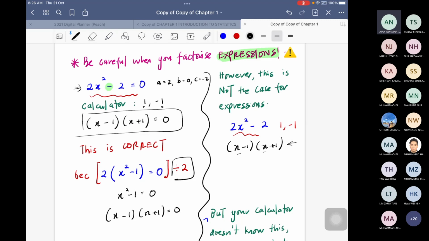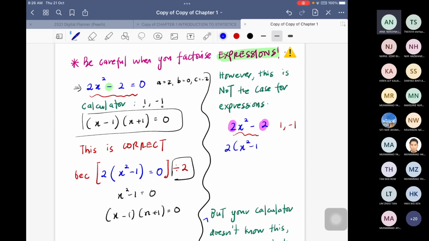Okay, sebab tu bila you ada expression, supposedly apa yang you kena buat adalah you kena tengok dulu, ada tak nilai yang sama, coefficient kepada you punya quadratic expression tu ada tak nilai yang sama. What do I mean by nilai yang sama? Common factor, nilai ni. So ni 2, so ni pun adalah 2. So what you have to do is you kena factorize dulu common factor. So here is going to be 2.